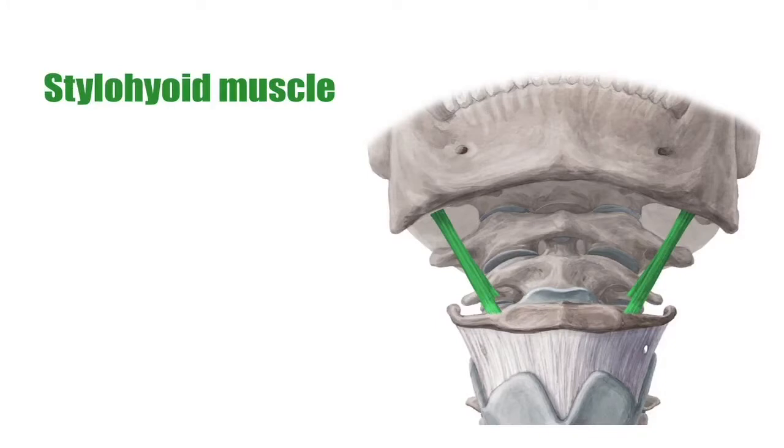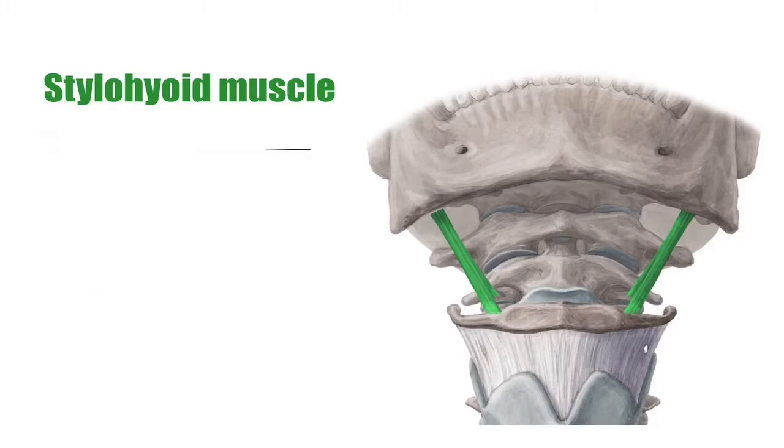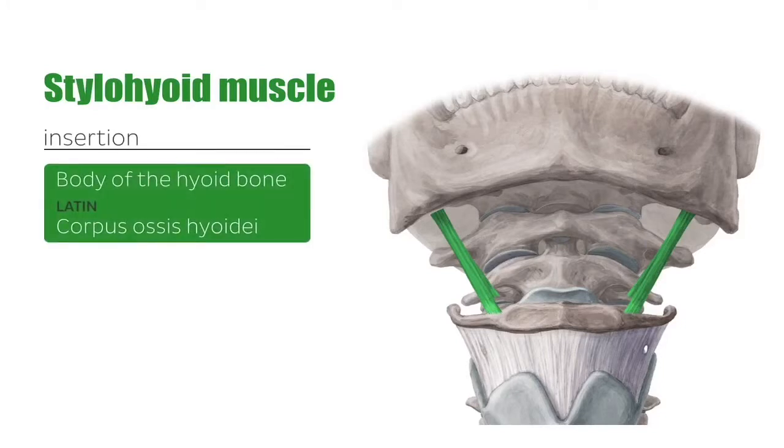We are now ready to move on to the next muscle that you see here, the stylohyoid muscle, which will originate from the styloid process of the temporal bone. This muscle is going to insert to the body of the hyoid bone. In its distal part, the muscle divides into two tendons. And you can clearly see here the muscle dividing into two tendons.